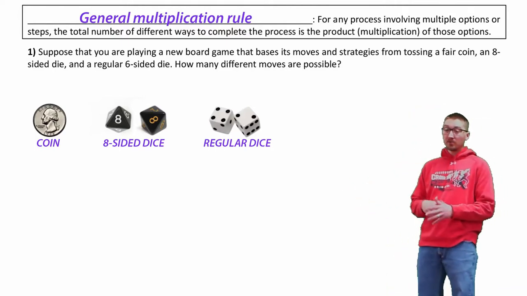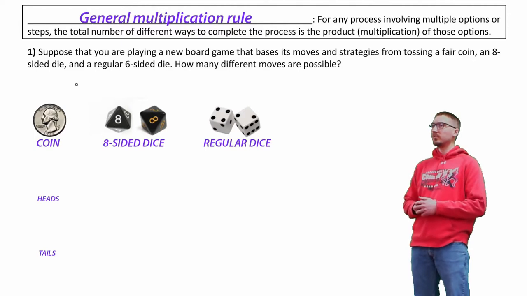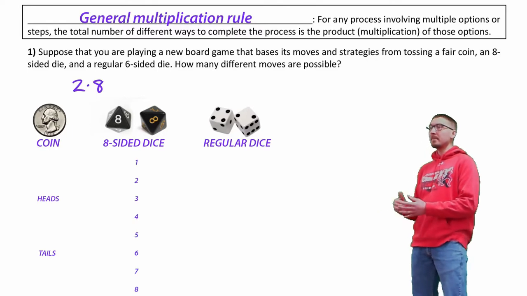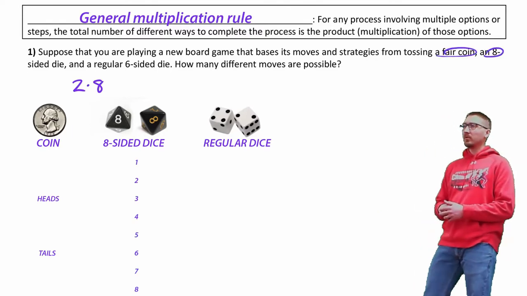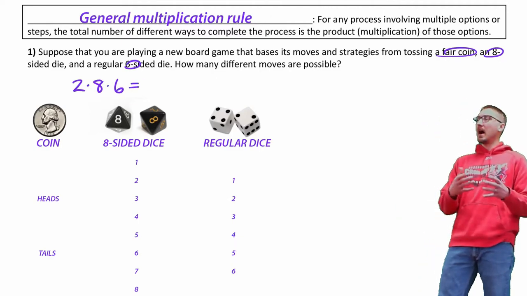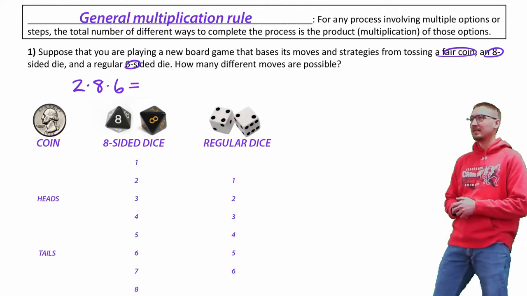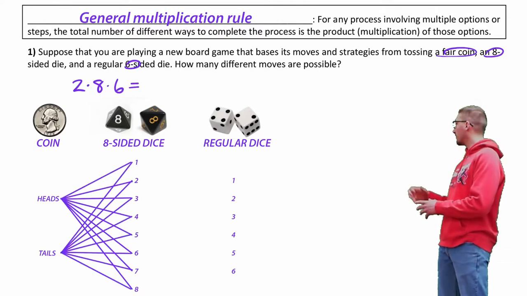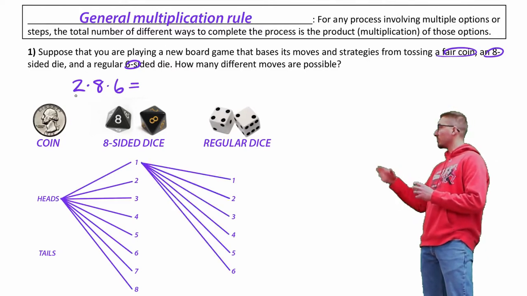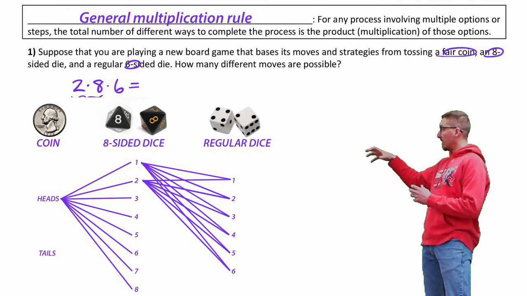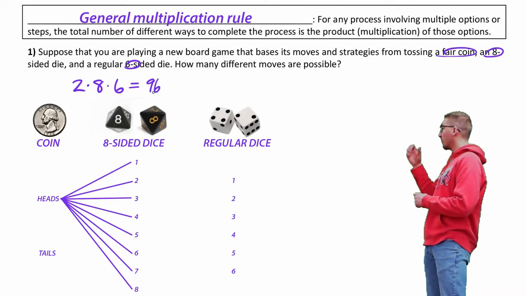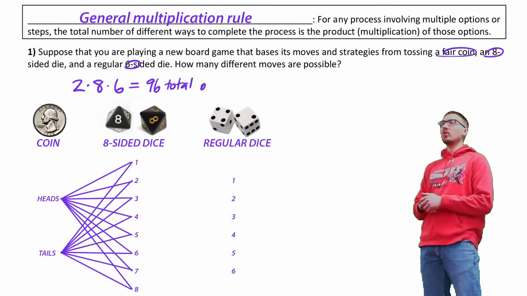So in order to figure out the total number of combinations, the total number of possibilities, you take 2, which is the number of options for a coin, heads or tails, right? Times 8, which is the number of possibilities for this 8-sided dice, and then you multiply those by 6, the options that go with a regular 6-sided dice. So you can see if we have the 2 strange dice, you have all of these different possibilities, and if we multiply those end results by 2, you have a set of those dice results for heads, and you have a set of those dice results for tails.